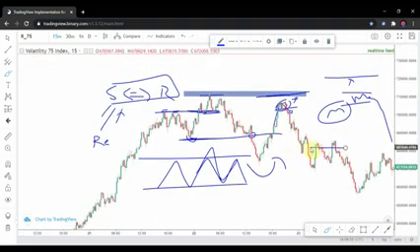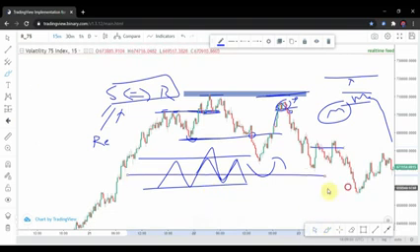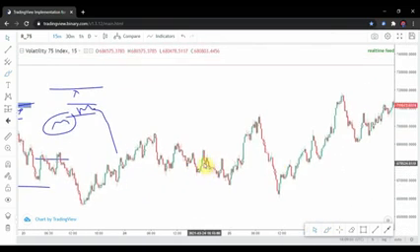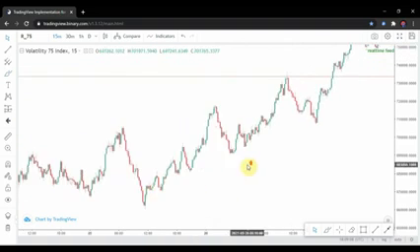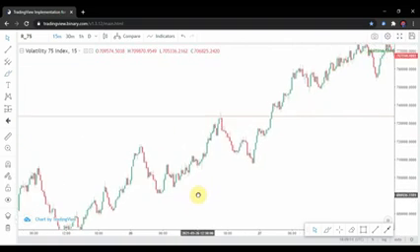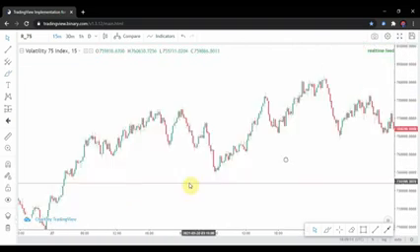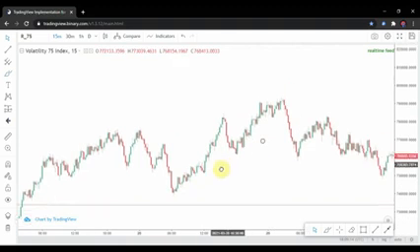Even on trending markets, when the market is shifting strength, it always shifts strength in a manner of a retest. Usually that's what I always say. That's why I always say when the market is trending, it will shift strength in a manner of a retest.